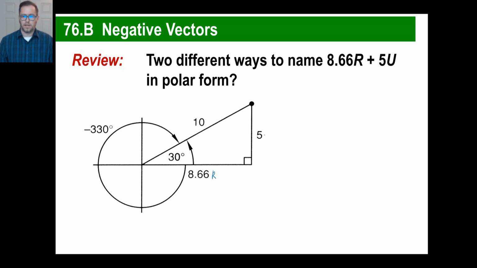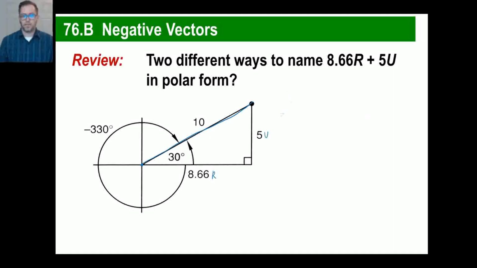We've got 8.66r, we'll call it, and the u, those are basically x and y. There are 2 different ways to name this in polar form. Don't forget the hypotenuse length is this. The whole idea is that you're the ship captain trying to contact the base. Captain, we're lost 10 miles at sea. The first question he's going to ask is, what direction? You have to tell him 30 degrees and then 10 miles, so he knows how to sail his ship and rescue you.